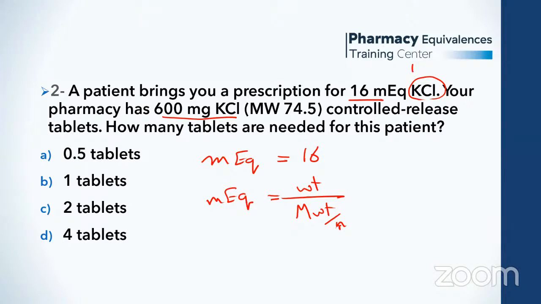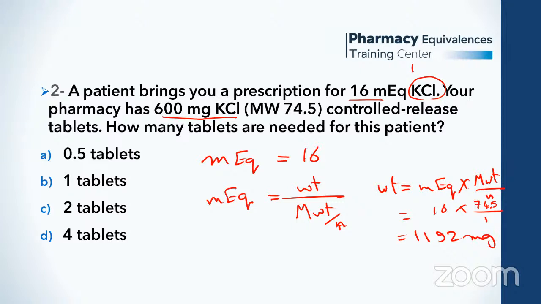So here the weight in milligrams equals milliequivalents multiplied by molecular weight divided by small n. We have milliequivalents 16, the molecular weight, which is 74.5, over the small n, which is 1. So just multiply 16 by 74.5. It will be 1,192 milligrams. The total weight of potassium chloride needed is 1,192 milligrams.